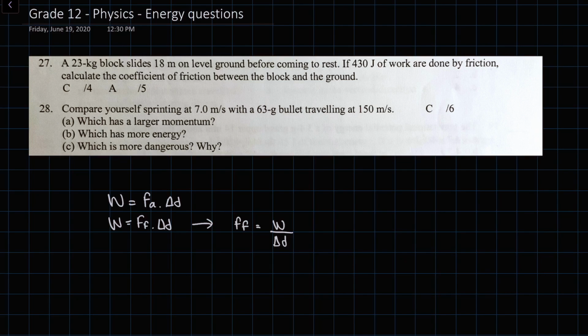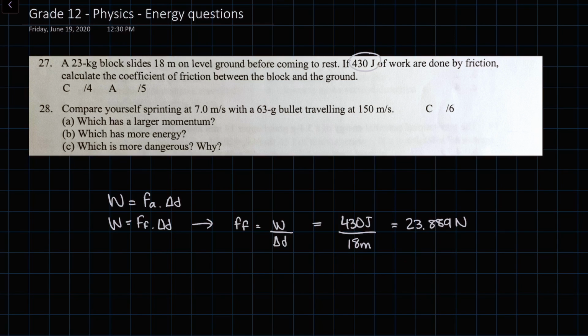If we plug in these numbers, we know that work here is 430 joules, over the distance. Since this is sliding on level ground in one direction, we can write that it's 18 meters, right? Remember to always write your units. It's easier for converting later. If we type this into the calculator, we get 23.889 newtons. Remember, units are important.